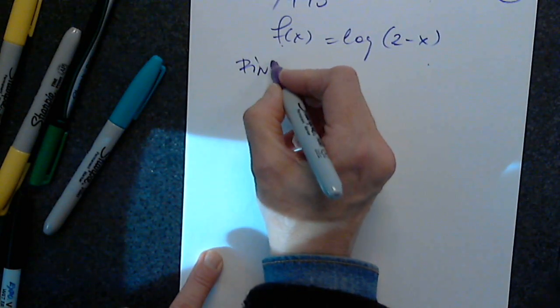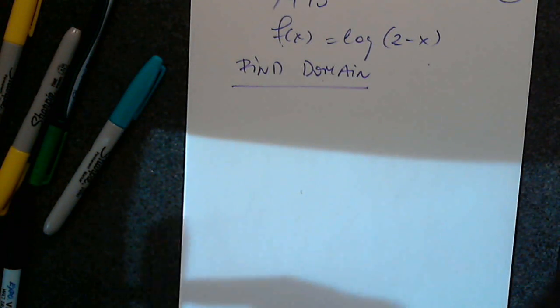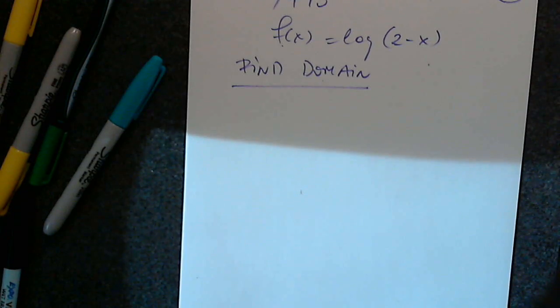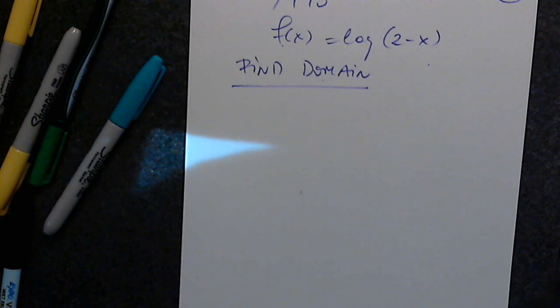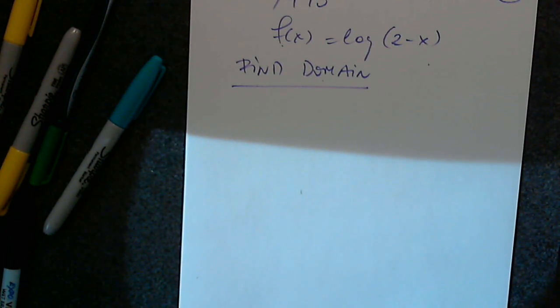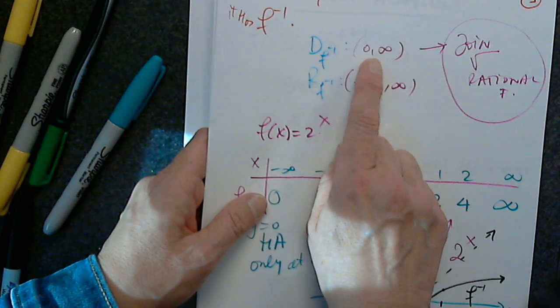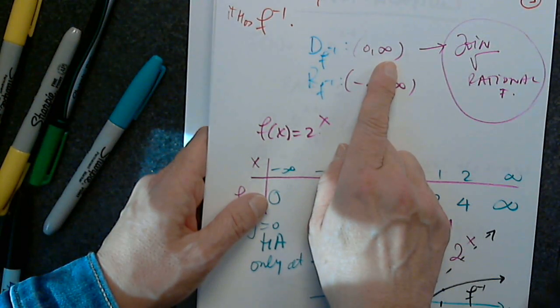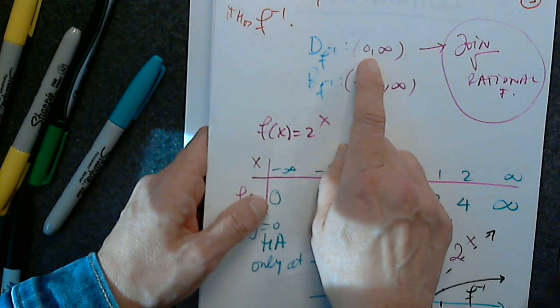We're asked to find the domain. What did we say earlier about the log function? Is it friendly or not? And what did we establish half an hour, maybe an hour ago, about the domain of this function? What did we say? Very similar to the square root, but square root allowed 0. Natural log does not allow 0.